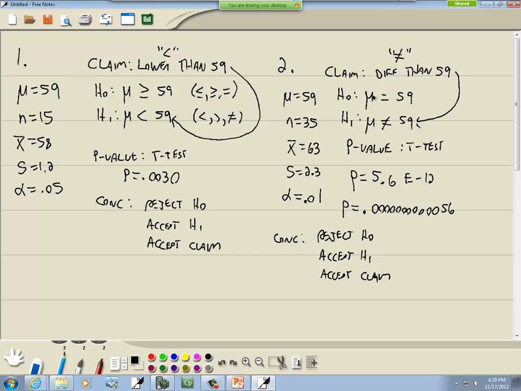And when you look at it, it was 59 and it's changed. It's now 63. That's quite a bit of a change. I mean, granted, you have to take your standard deviation into account on that. But our alpha is pretty small too, 1%.